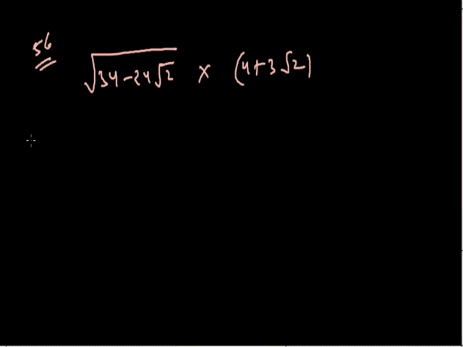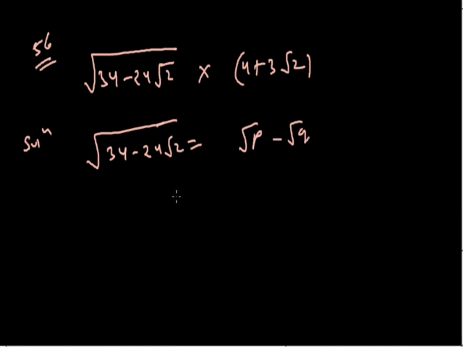We have to simplify this value: under root of 34 minus 24 root 2, into 4 plus 3 root 2. Let us assume that the value of root of 34 minus 24 root 2 is equal to root p minus root q, where p and q are positive integers. Now squaring on both sides.